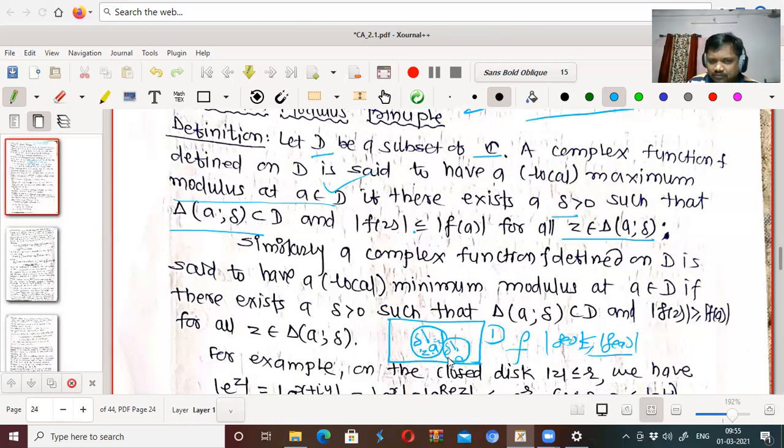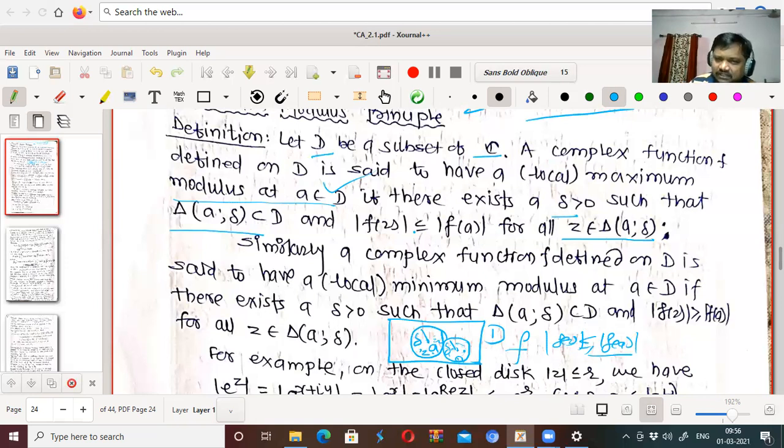And if mod of f of z, where z is in this disk, is less than or equal to mod of f of a, then we say that f has a local maximum at z. F has a local maximum modulus at z equal to a. Similarly, local minimum modulus will be there.